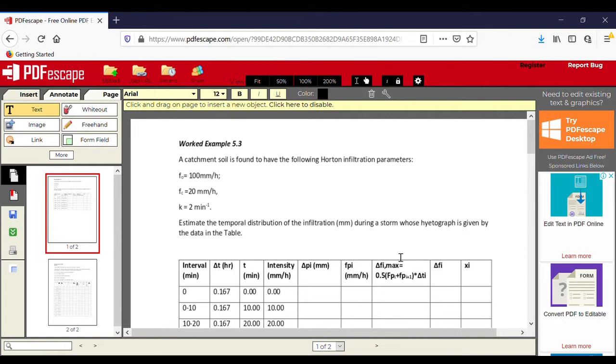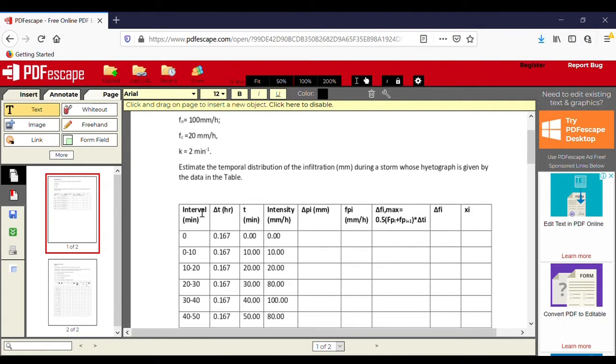First of all, the question is: a catchment soil is found to have the following Horton infiltration parameters. F naught 100 mm. First, let us know what each of the symbols signifies. F naught is the initial infiltration. FC is the final constant infiltration rate in millimeter per hour. K is an empirical coefficient for a particular soil and surface, usually in minutes.